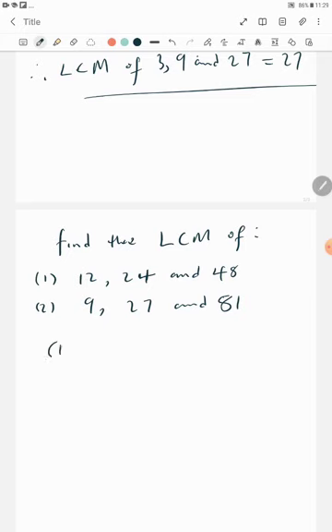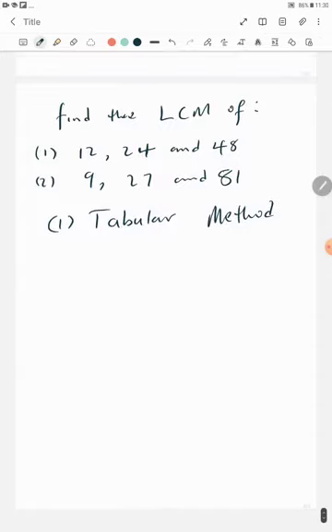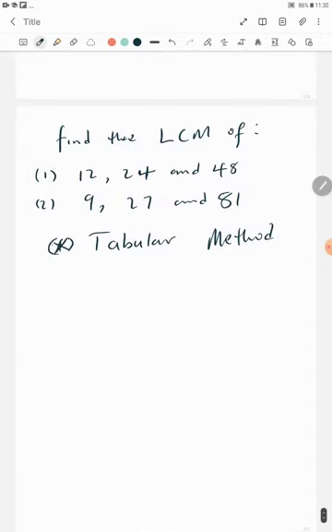So the first one, let me call it tabular method, because it's just in the form of a table. So don't just cram it that this is the method. Mathemasoft is the one calling it tabular method, because we are actually forming a table. So let's use the tabular method to first solve the first one.